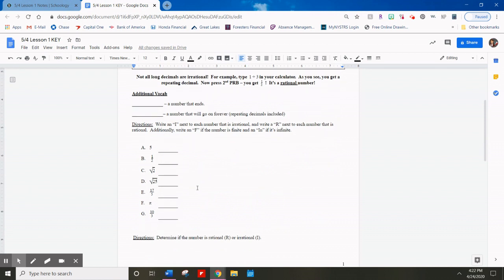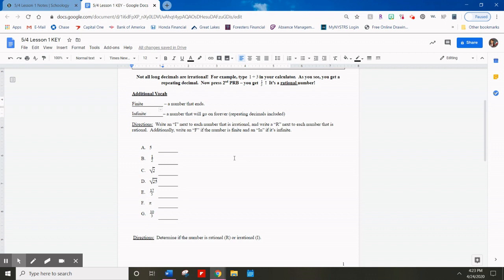Some other information and vocabulary that you need to know: a number that ends we call finite. Some of you probably are saying finite is the first way you might think to pronounce it, but it's pronounced finite. And a number that goes on forever, repeating decimals included, so like 0.333 does go on forever, that's infinite.